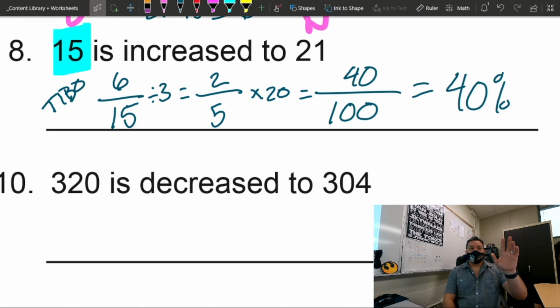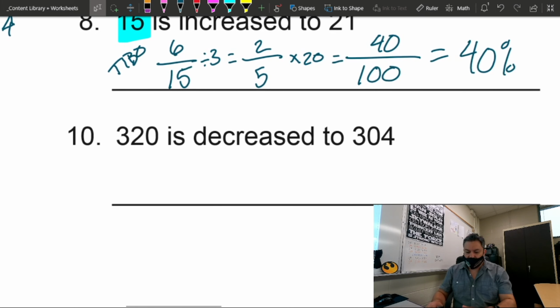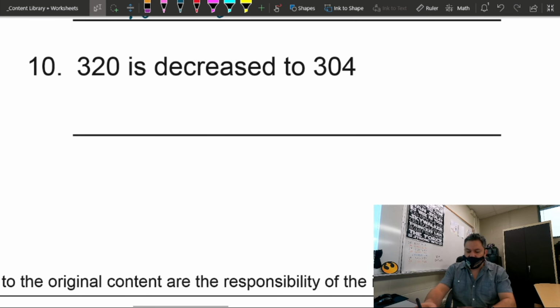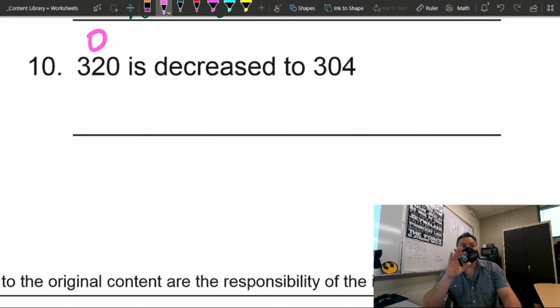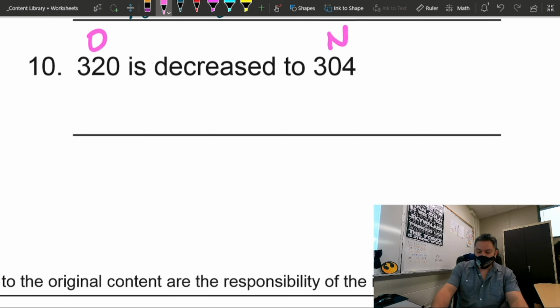Okay, now let's do number 10. That's the last one that I'm gonna do, and I might show you the 2 different ways, okay? So number 10. First of all, which one is my original? Original. Okay. So my new one is? 21. No, my new one. First of all, the change is gonna be what? 16, right? So 16 divided by 320.